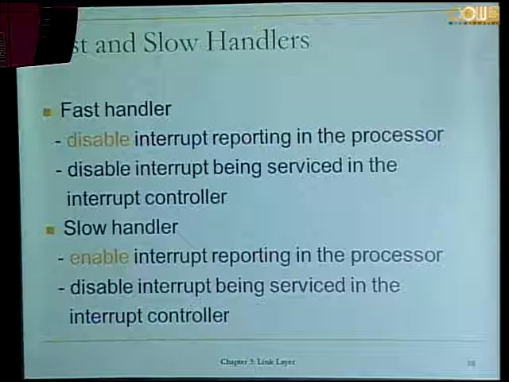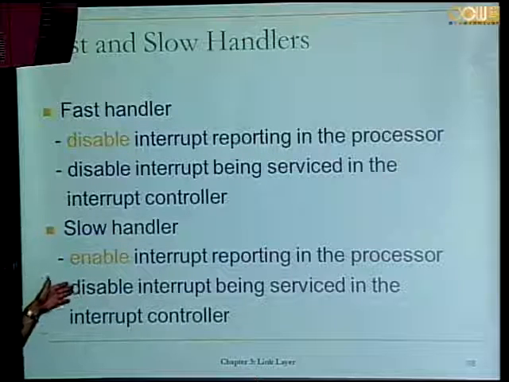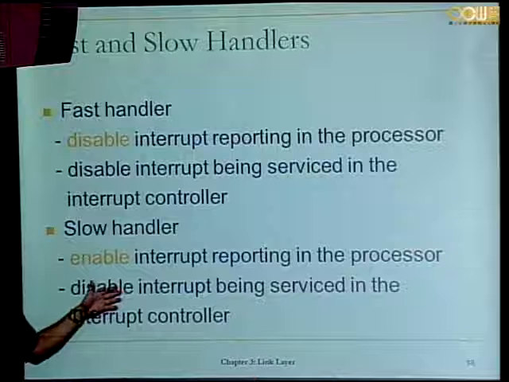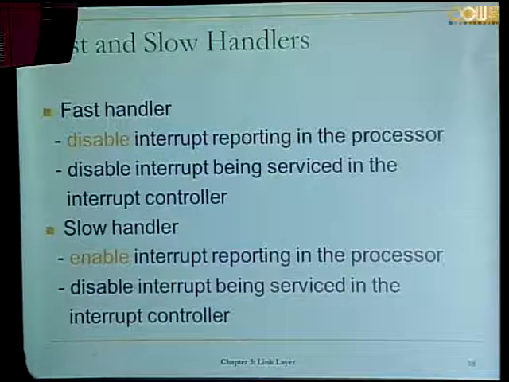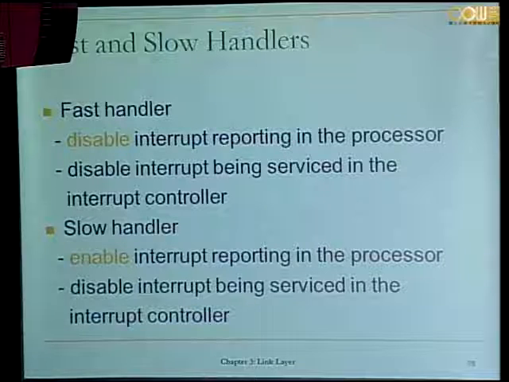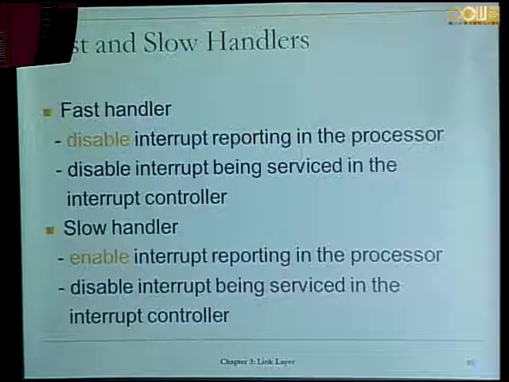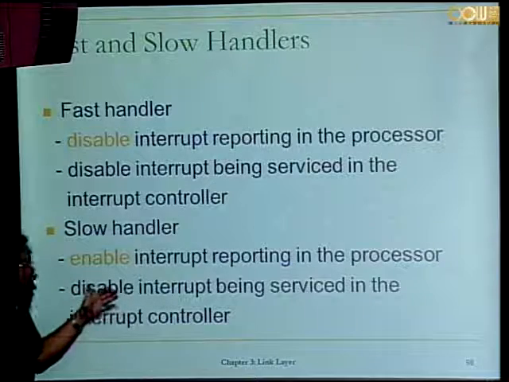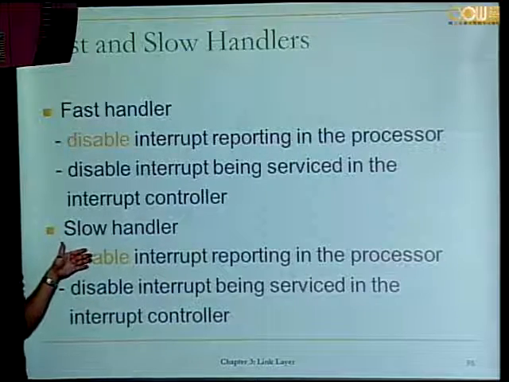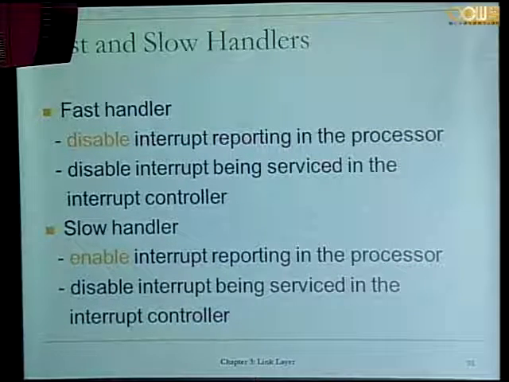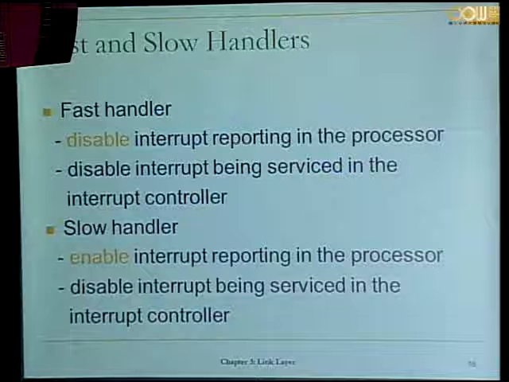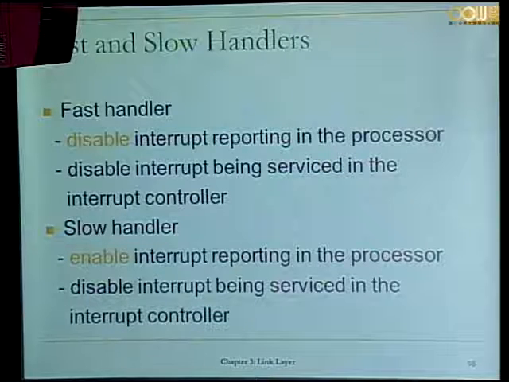So I cannot disable all interrupts. I would just disable interrupt, say, number 3. I disable this particular device that generates interrupt IRQ number 3. It would not be able to generate another interrupt again. However, I enable all the other interrupt mechanisms from 1 to 8 except number 3. So all the others are enabled, and they can interrupt me while I am in the slow handler.